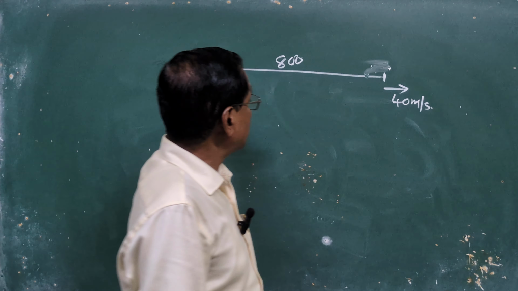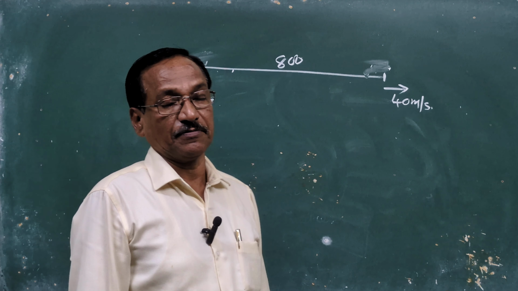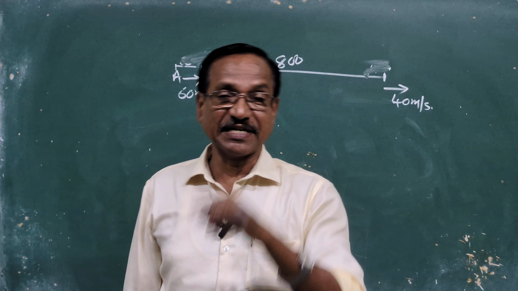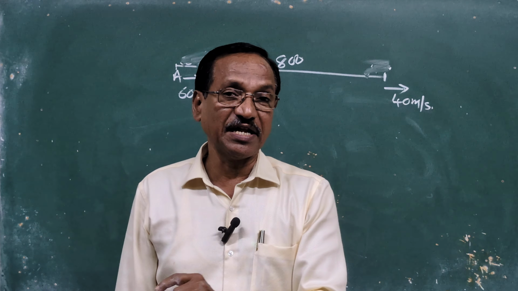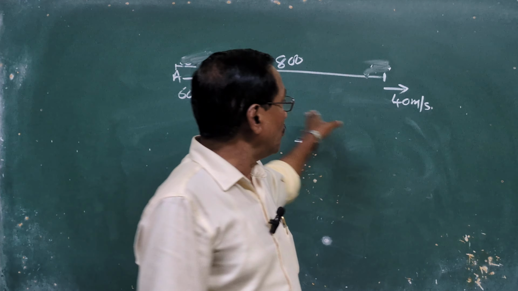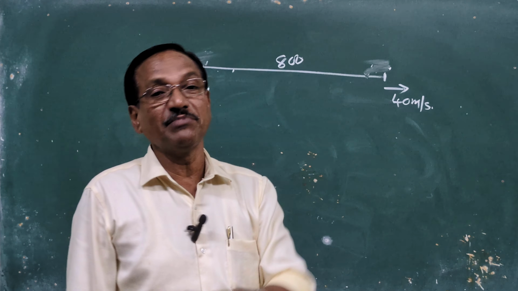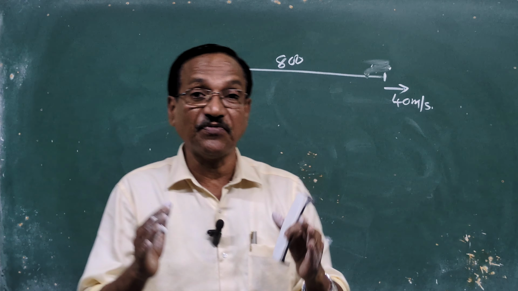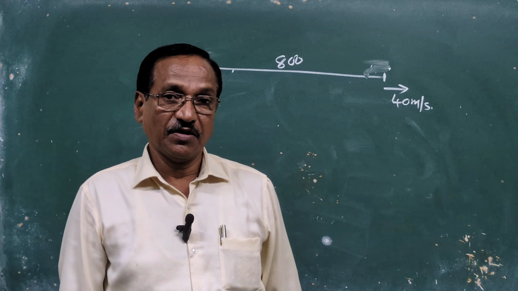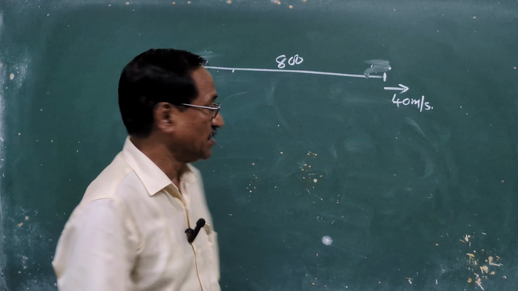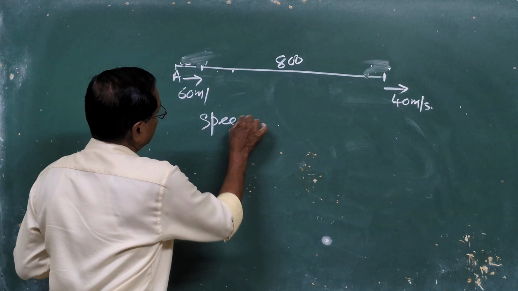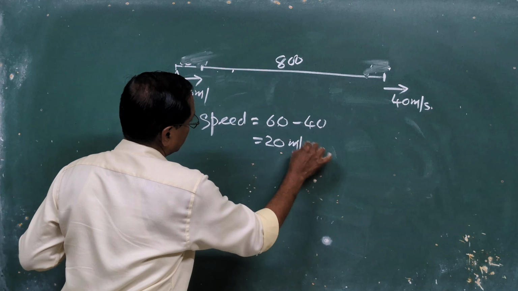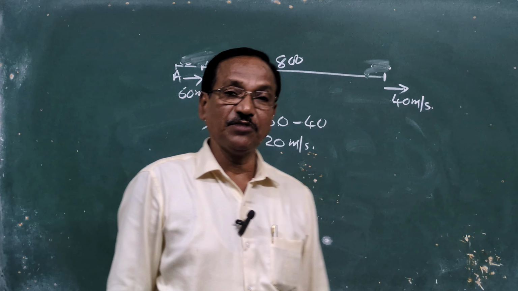Here, the two bodies are moving in the same direction. In the previous problem, the two bodies were moving in opposite directions, and then we took the speed of the question as the sum of the speeds. Here the two bodies are moving in the same direction, so we take the effective speed of the question as the difference of the speeds. So the speed must be 60 minus 40, that is 20 meters per second.